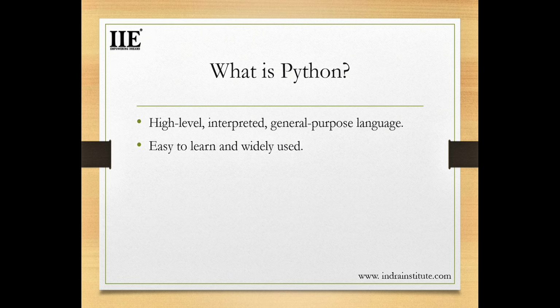What is Python? Python is a high-level, interpreted, and general-purpose programming language. It is easy to learn, easy to read, and easy to write. Python is widely used by beginners, students, developers, data scientists, and large companies. Example companies using Python are Google, Netflix, Instagram, Spotify, and YouTube.